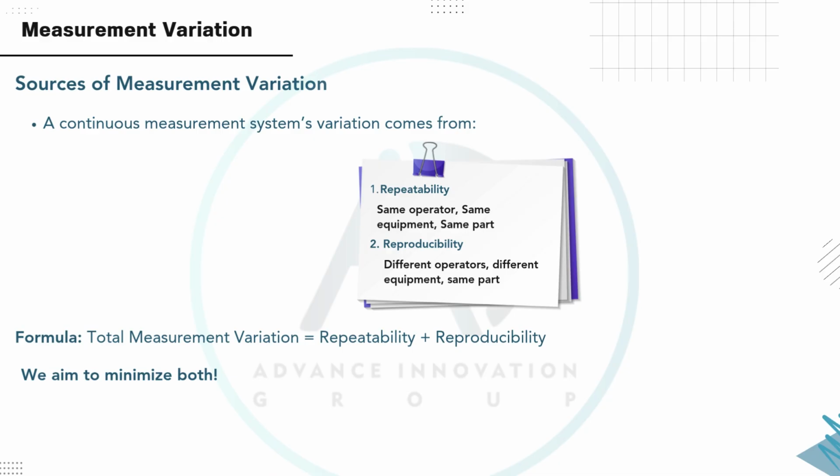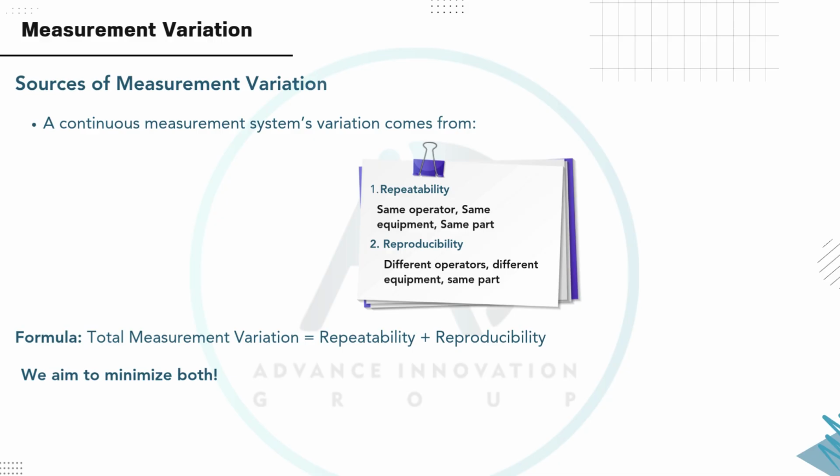1. Repeatability. This is the variation when the same operator uses the same equipment to measure the same part multiple times. In other words, it's the consistency of results under identical conditions. 2. Reproducibility. This type of variation occurs when different operators use different equipment, but measure the same part. It reflects the impact of changes in people and tools on the measurement.